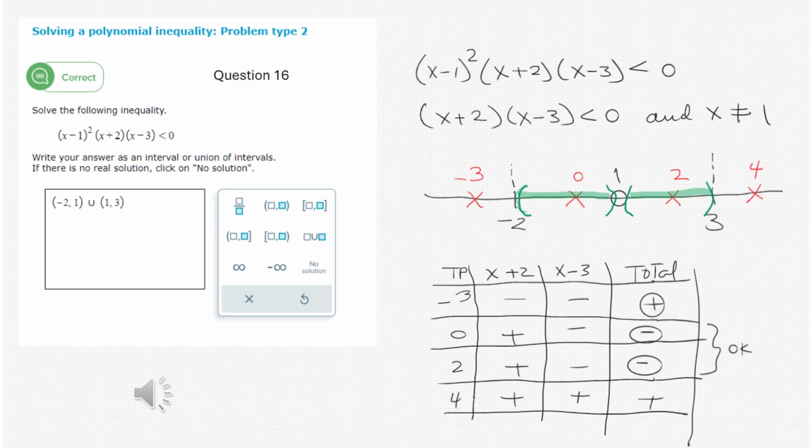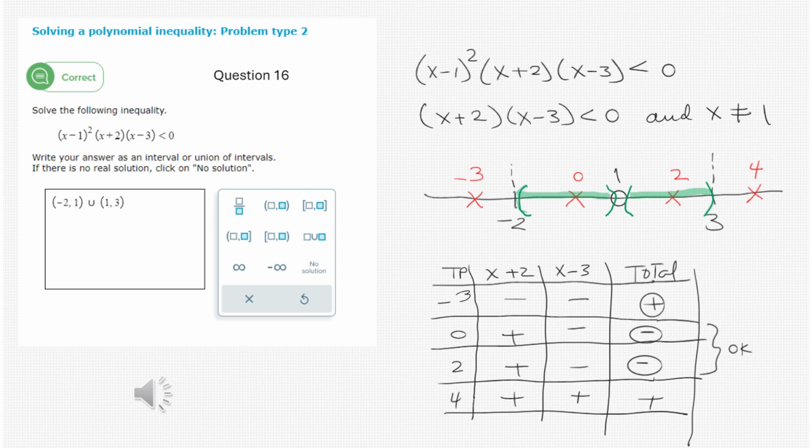Okay, again we have a polynomial, but it's a different type because we have one factor squared. I know very well that this factor, x minus 1 squared, is always non-negative, positive or 0. That is the reason that allows us to delete it, but partially, not totally. Partially delete the x minus 1 factor, so you copy the new inequality: x plus 2 times x minus 3 less than 0, under the consideration that x is not 1. Because at 1 it is 0, and 0 is not less than 0. So you need to exclude this value.